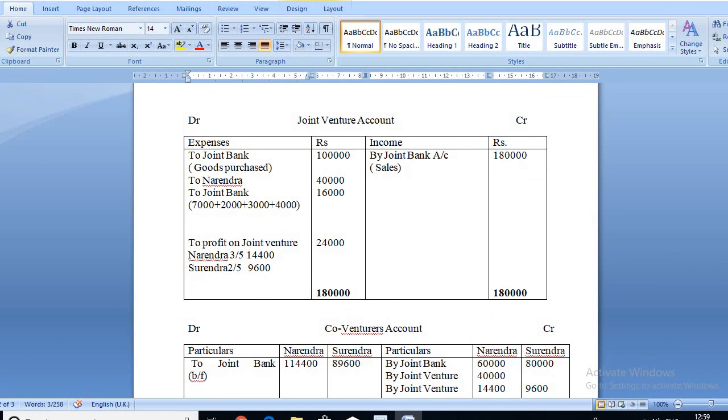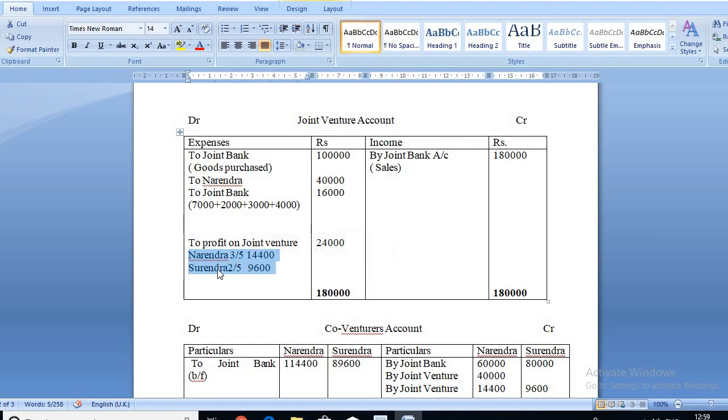Now make balance of these accounts one by one. First, make balance of joint venture. When you balance this joint venture, you will get a profit of rupees 24,000. This profit should be distributed to Narendra and Surendra according to the agreed ratio. Now the joint venture account is over, but you have to record this transaction one more time, because the debit aspect is over. Now you have to record the credit aspect.